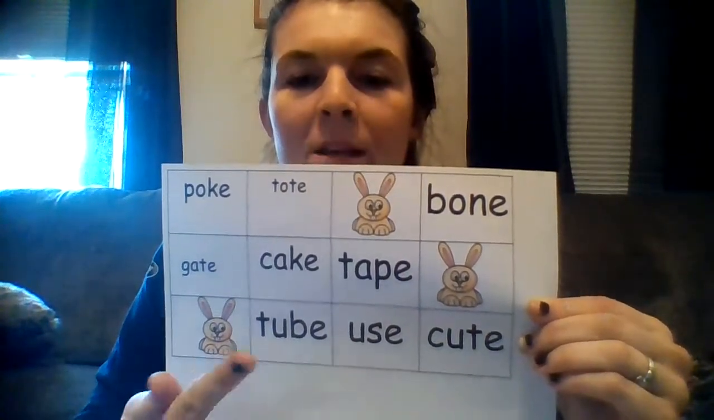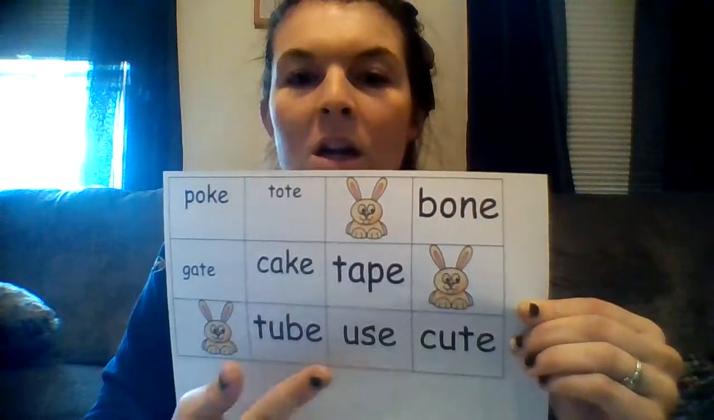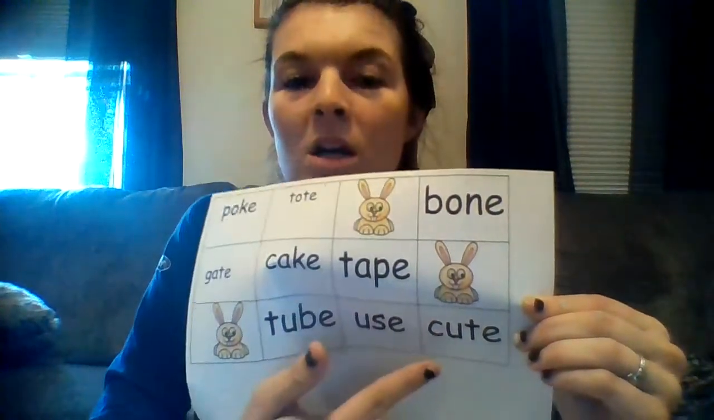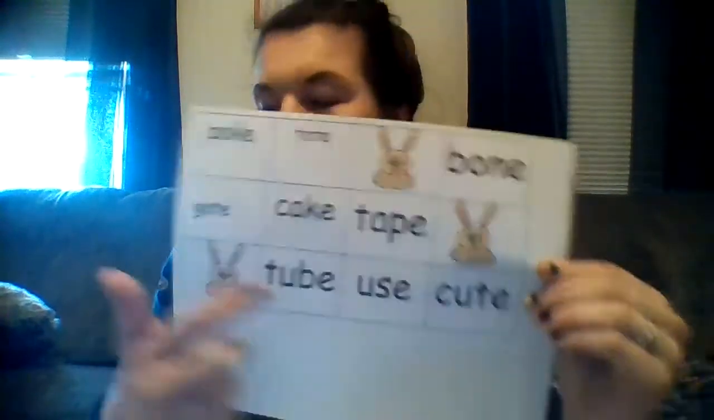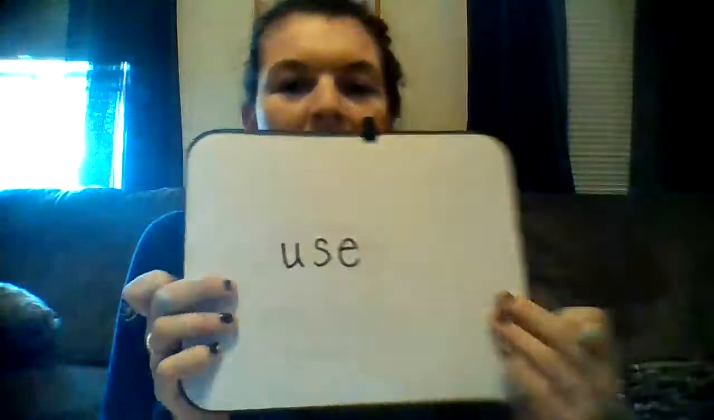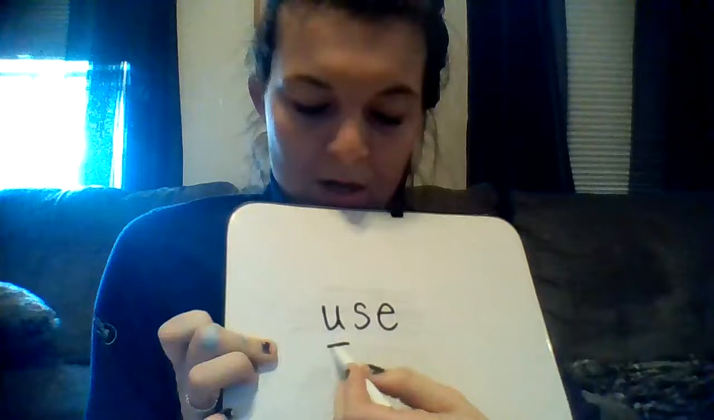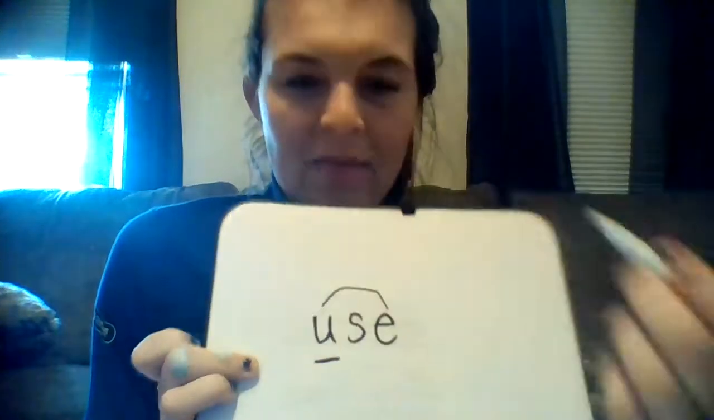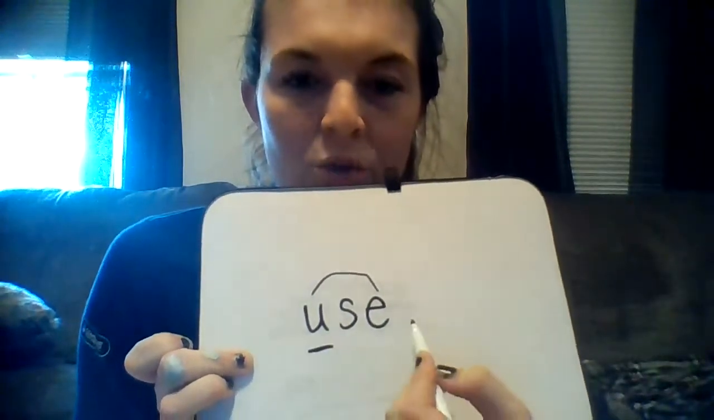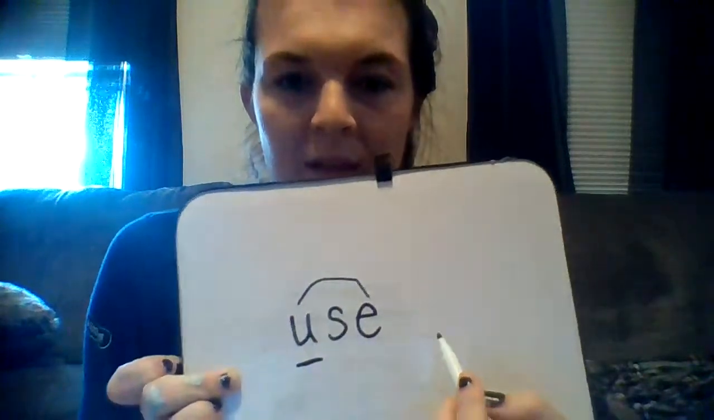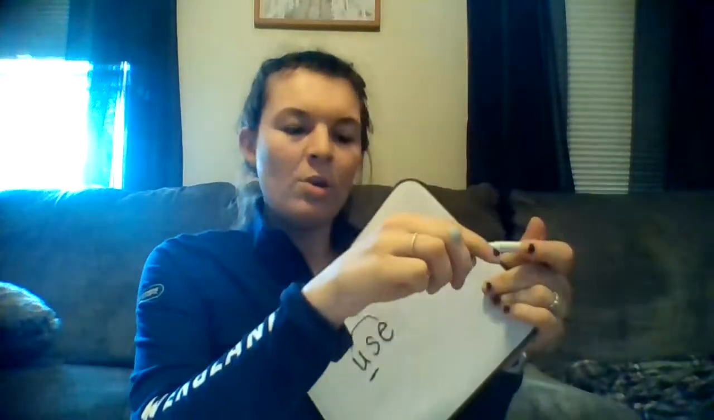This is the word tube, tube. Word use, word cute. This is a hard one right here. Let's look at that one together. Let me erase this. They put a trick one on our board for us this week. That's okay, we can do it. So this is the word use. So U is saying its name because E is at the end, even though U starts the word use. Use, that's a trick one. That's a good one to know though, because you see that a lot in your books.